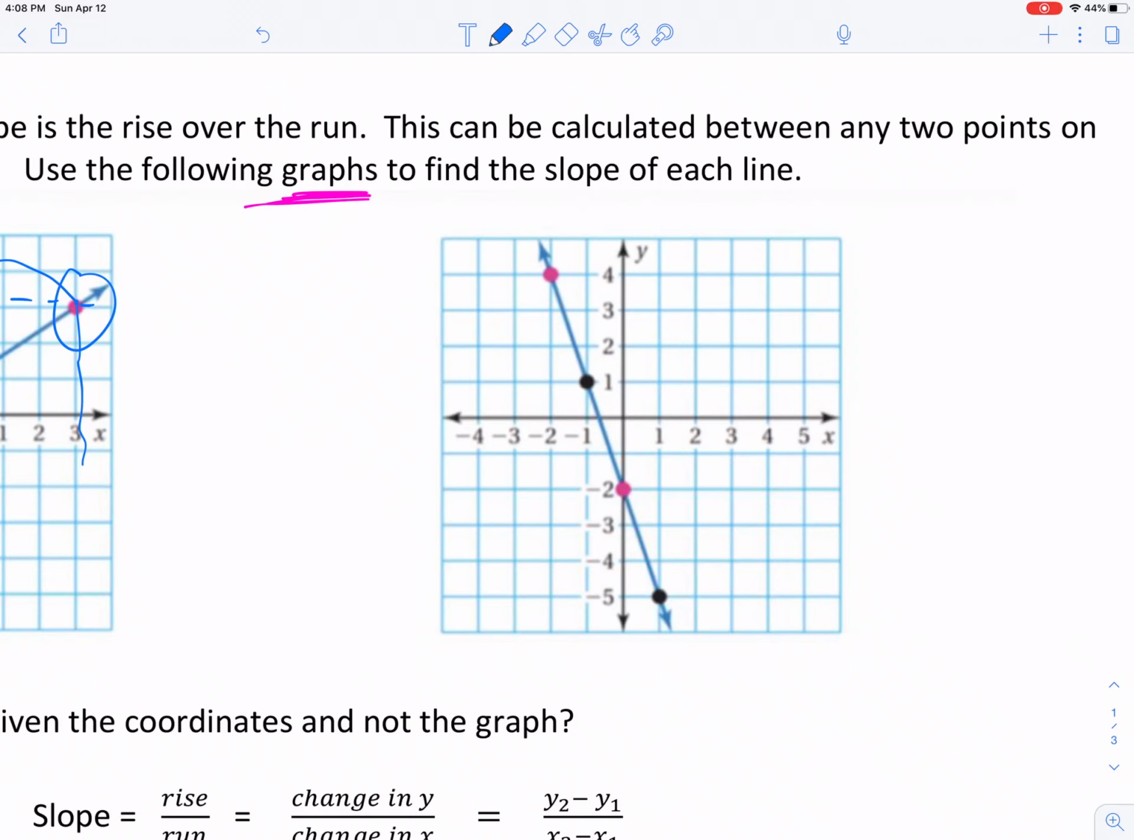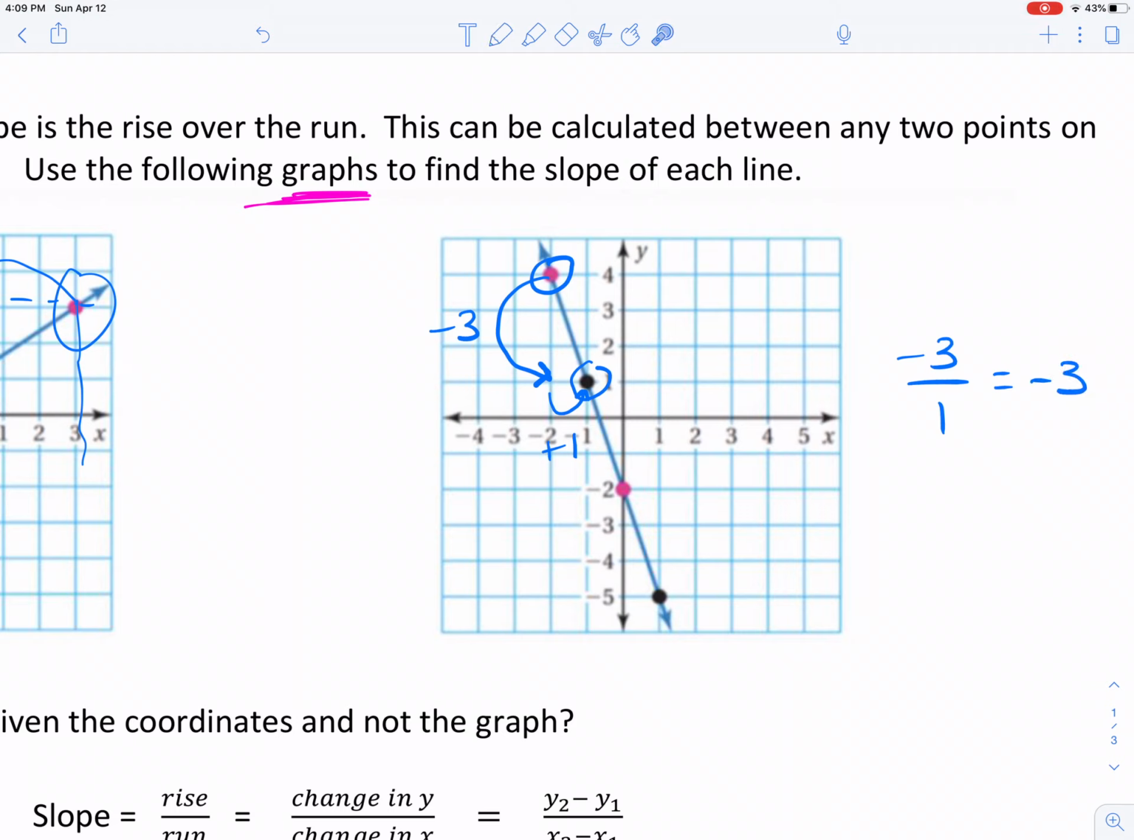Okay, so again, you could have chosen any 2 points. Even if you don't choose the same 2 points as me, you should get the same answer. I'm going to choose the pink to the black. I always start with the leftmost point, so I'm going to start with the pink. And my rise is down 3. That's a -3. The run is right 1. That's +1. So the slope is -3 over +1, or -3.